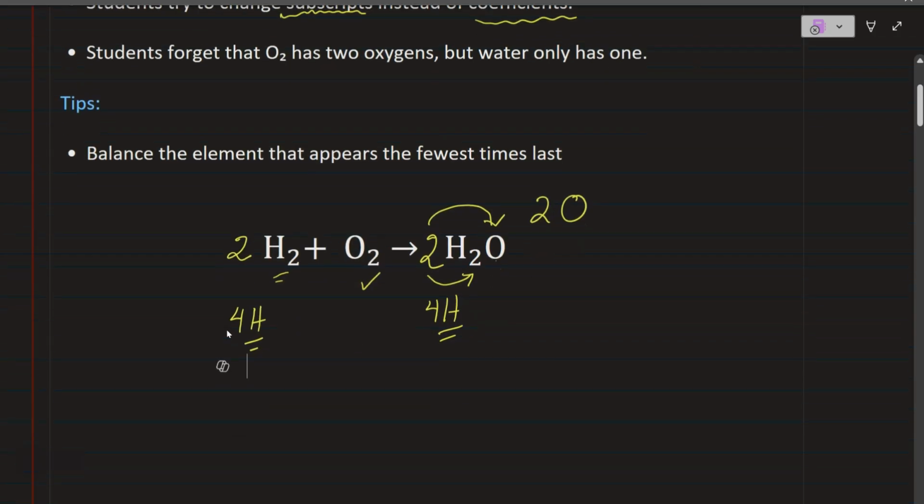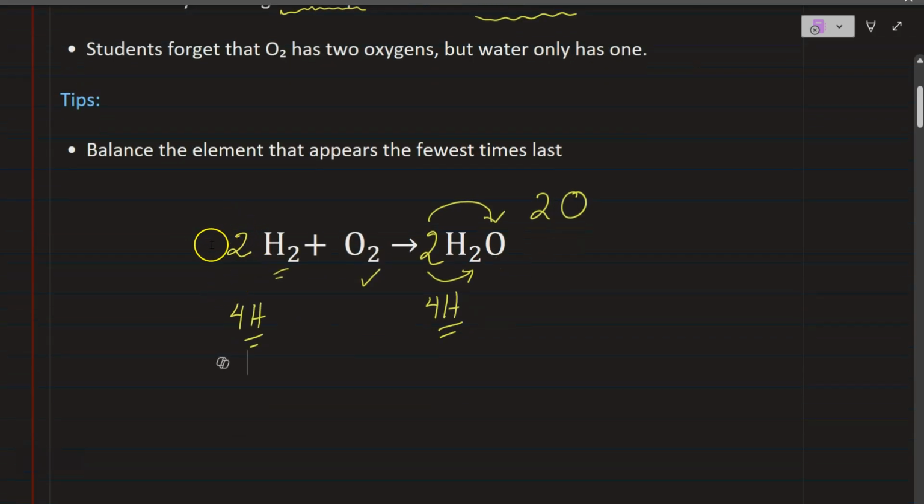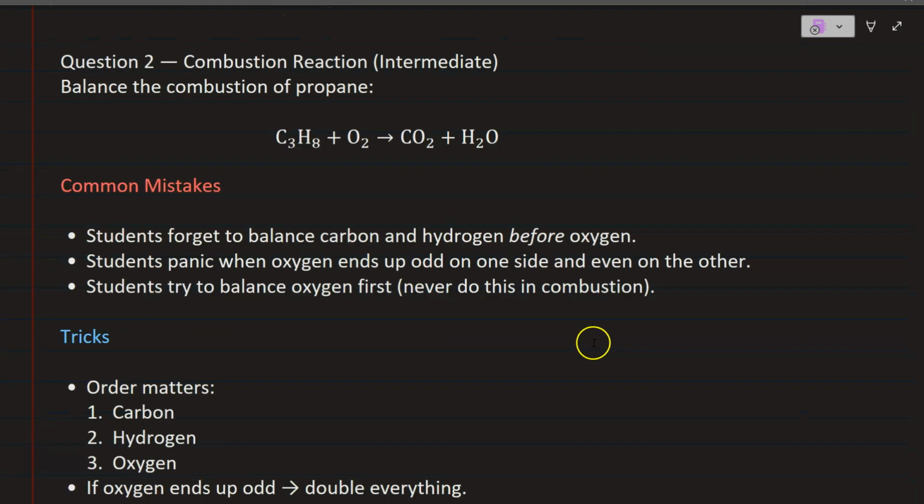Oh, one more thing. The coefficients cannot be fractions or decimals. They can only be integers, all right? It's going to come in handy knowing that, because you are not allowed to have a fraction or decimal in there. Okay, let's look at the next question. Question 2, a combustion reaction, is intermediate. That means it's a little bit harder than the first one. We're going to increase the difficulty level as we go through this, okay?